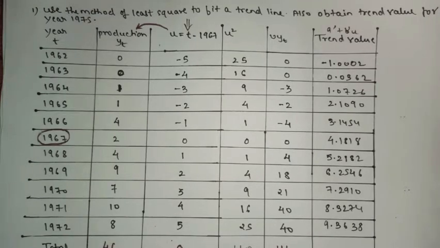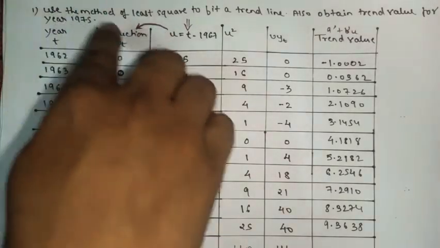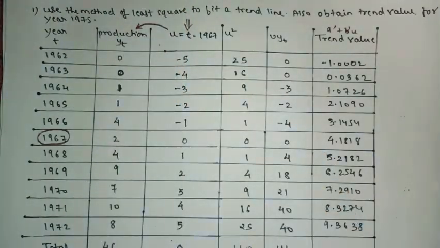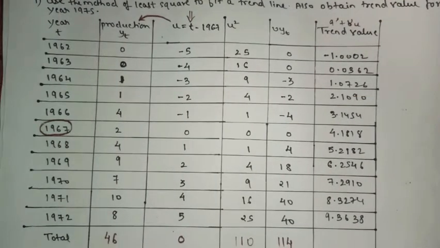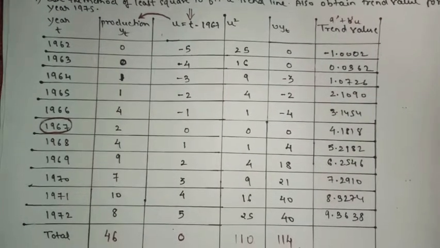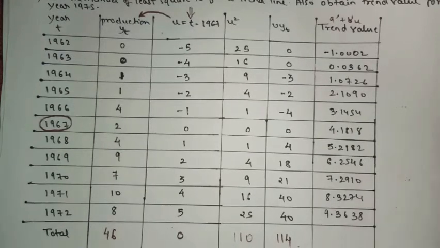So this method is known as the method of least squares, where we used the formula of trend line to find the trend value. I know the sum is very big, lots of calculation was there.